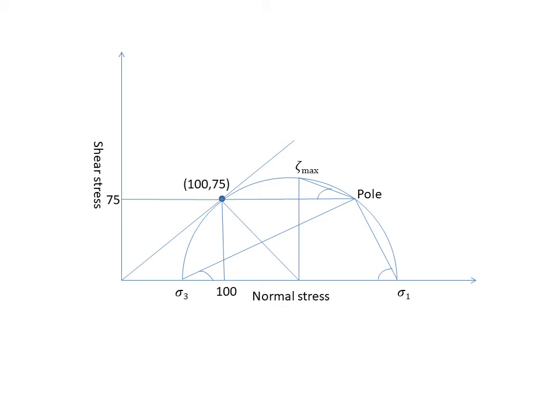Now we have to plot the Mohr failure envelope. For plotting, from this point draw a perpendicular line to your x-axis. With this as radius, draw a Mohr circle, a semicircle, and the points where it hits the x-axis are your major principal stress and minor principal stress. Now from this center, if you draw a perpendicular line to the top of your Mohr circle, this is your maximum shear stress.